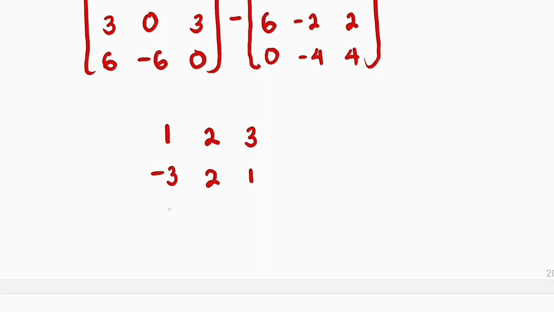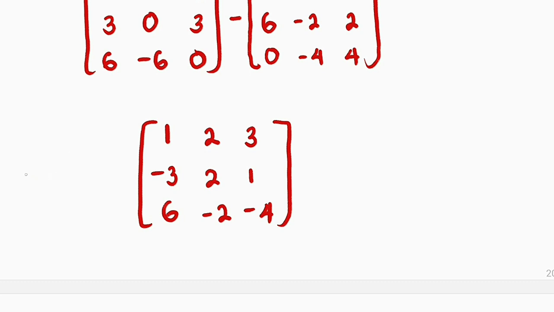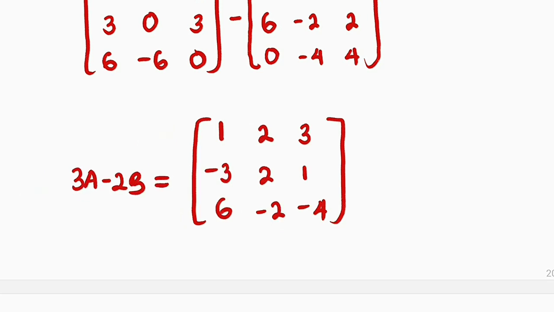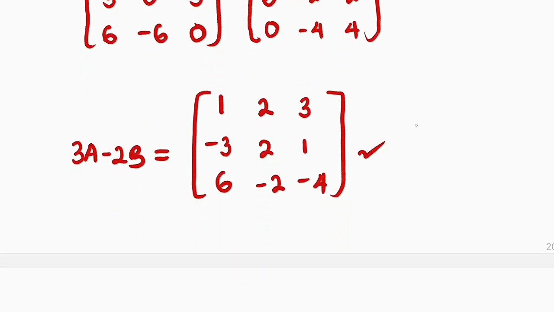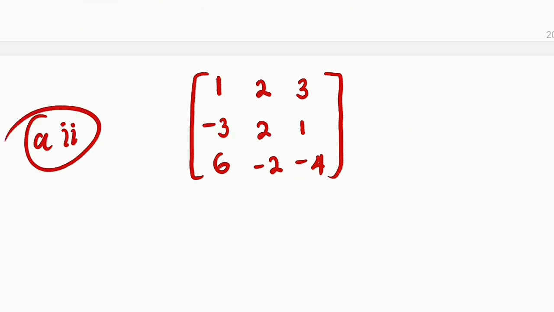Then last row, 6 minus 0 is 6. And negative 6 minus 4 is going to give us negative 6 plus 4, which is negative 2. And lastly, 0 minus 4 is negative 4. And this is nothing but 3A minus 2B. So we have answered the A part. Then the B part, we are asked to find the determinant of the matrix we have just formed, which is this one.